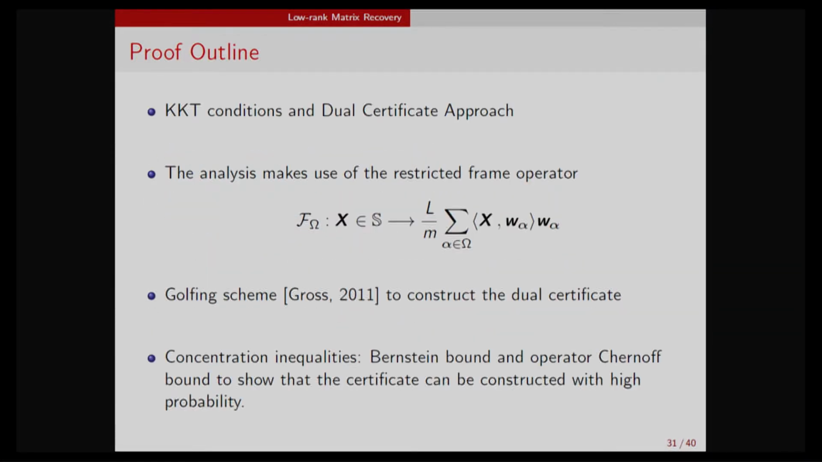Okay, so the proof basically uses the standard convex optimality conditions and the dual certificate approach. One thing I want to emphasize is that the proof uses concentration inequalities, and here is where the randomness comes in, because we are showing that certain things are bounded with very high probability. That's where the probabilistic part of the proof comes in.